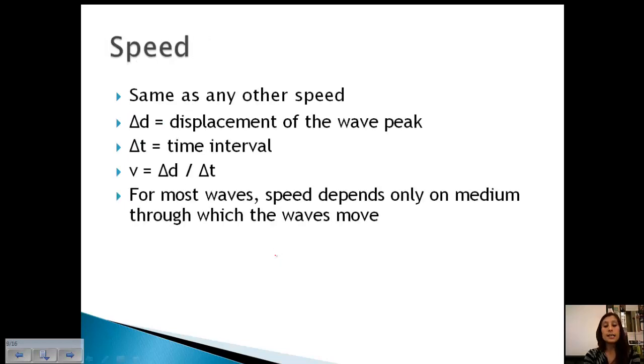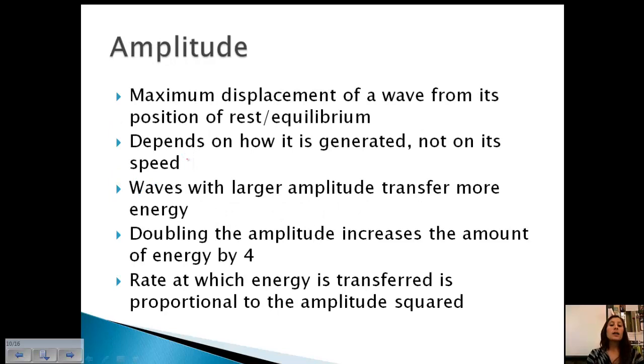This is the same as any other speed when we talked about speed is displacement over time for a person or any object. So we have that speed or velocity is delta d, which is the displacement of the wave peak. So you pick one point on the wave and you follow it. And delta t is the time interval that it takes to do that displacement. For most waves, the speed depends only on the medium through which the waves move, and we're going to get more into that later. The second thing that you can measure on a wave is amplitude.